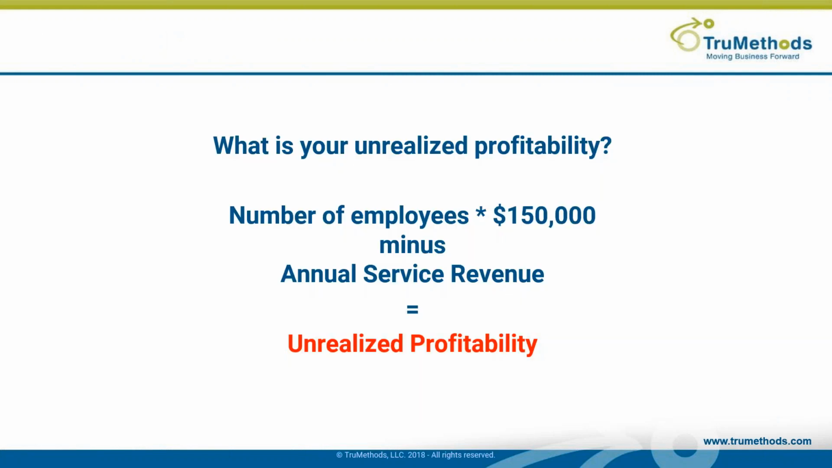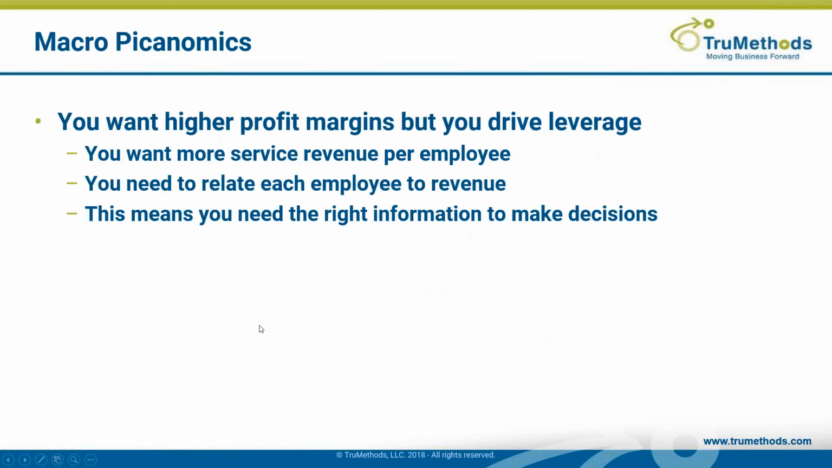So here's one thing we like to do, a little exercise everyone watching can do. What's your unrealized profitability? Take the number of employees in your business. When I say that, I mean everyone who's involved in your IT business, not just the techs, everyone, because you have to pay everyone, and multiply that by $150,000, and then subtract from that what your actual annual service revenue is. That number is your unrealized profitability. We like to call the process that we're going to talk about now, the framework, Bob, finding the hole in the bucket. Where is it and how do we get it?